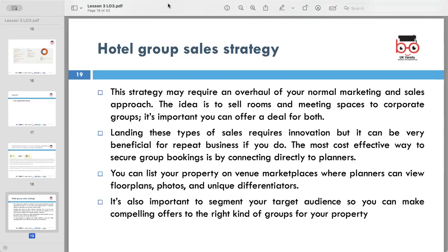Successfully implementing this strategy necessitates innovation and proactive engagement with corporate event planners. Establishing direct connection with planners is highlighted as the most cost-effective method for securing group bookings. So by fostering direct relationships, hotels can better understand the specific requirements and preferences of corporate clients and increase the likelihood of securing bookings.